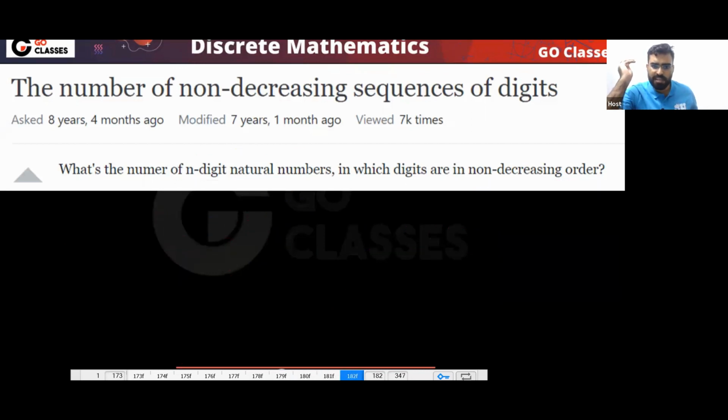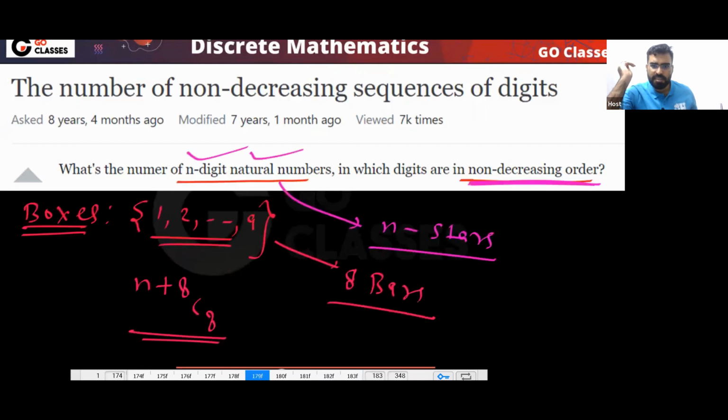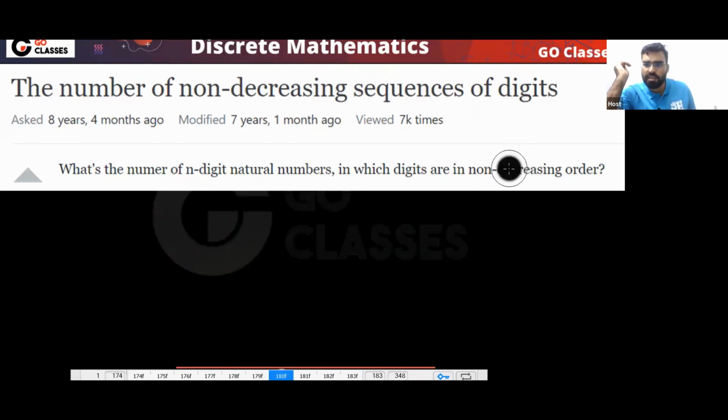Okay, some interesting variations. In the same question, if I make non-increasing, will the answer change? Tell me. Yes, now the answer will change, because now 0 can be there. You want non-increasing, it means 0 can be there.